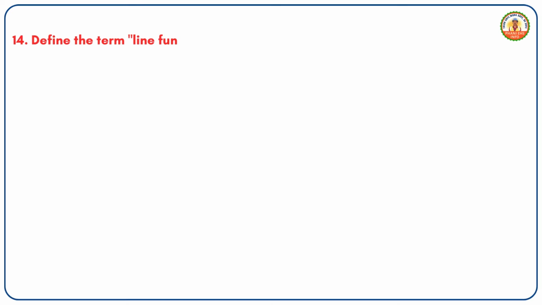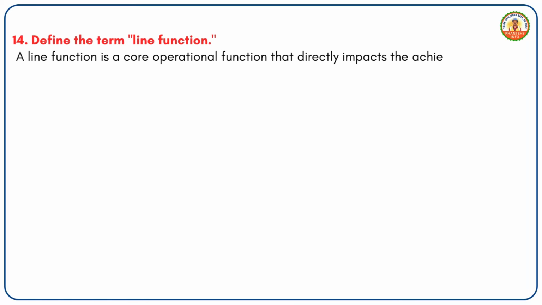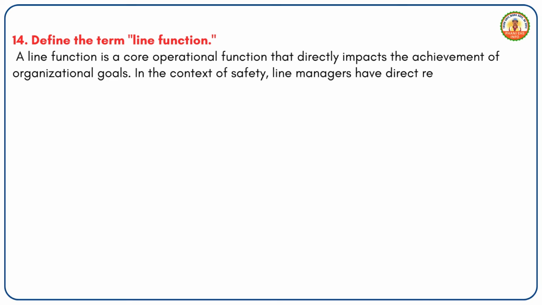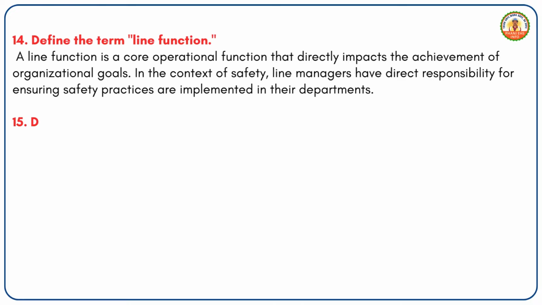14. Define the term line function. A line function is a core operational function that directly impacts the achievement of organizational goals. In the context of safety, line managers have direct responsibility for ensuring safety practices are implemented in their departments.